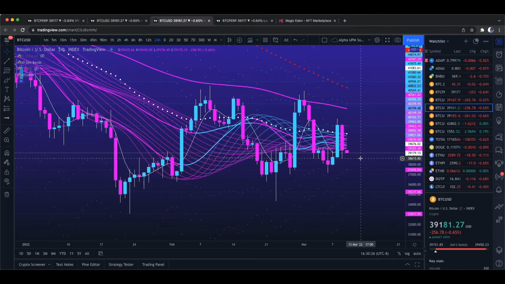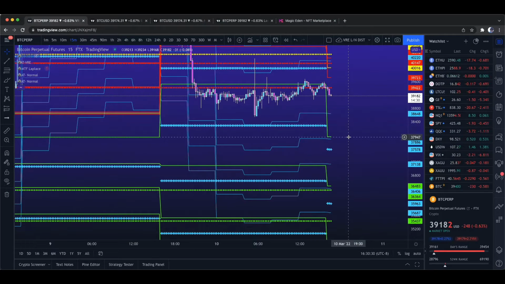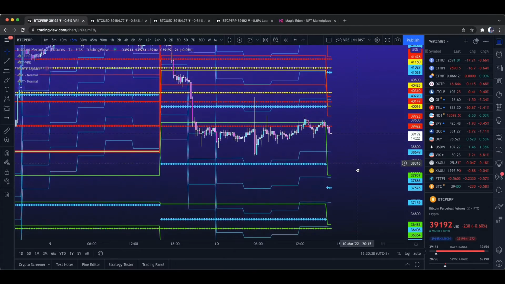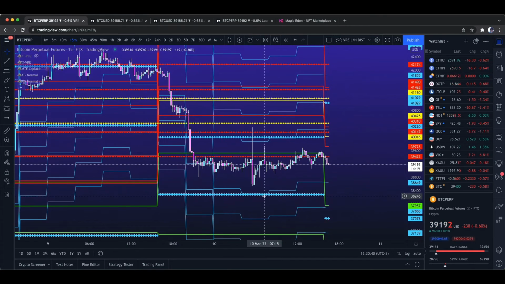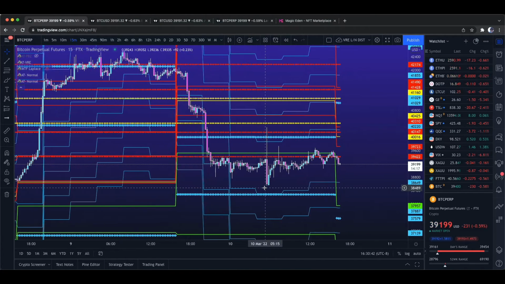38.5. Let me look at that one more time, actually. Tell you what, it's really not that far down, but it would not shock me to get a wick down here at all. I mean, right? Pretty much did a 2SD move.